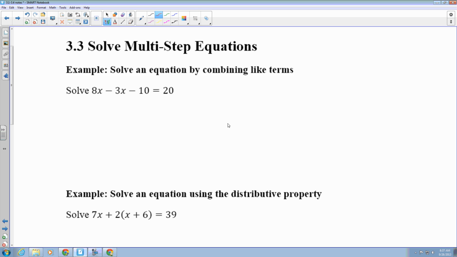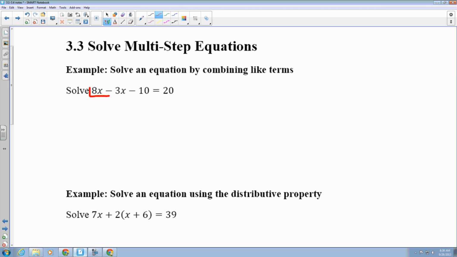Okay, today we're working on multiple step equations. This is section 3.3: solve an equation by combining like terms. That means we need to look at both sides of the equation before we do any adding or subtracting to the other side, to make sure that we have everything combined that could be combined.